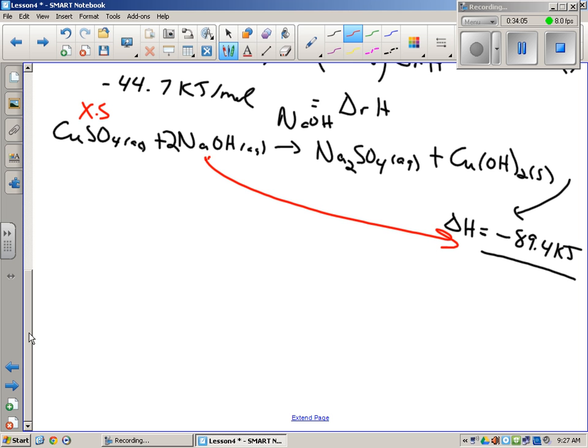Which one tells you? The limiting reactant tells you. Just like in Chem 20, when the limiting reactant tells you how much precipitate you get, right? The limiting reactant tells you how much heat you get. That's why we figured it out for the sodium hydroxide, because it's the limiting reactant. That's step A. Yes? Good? Questions?